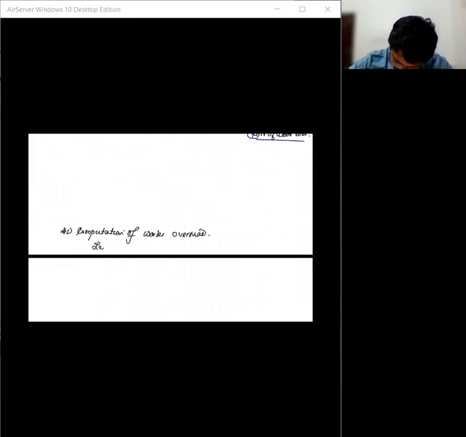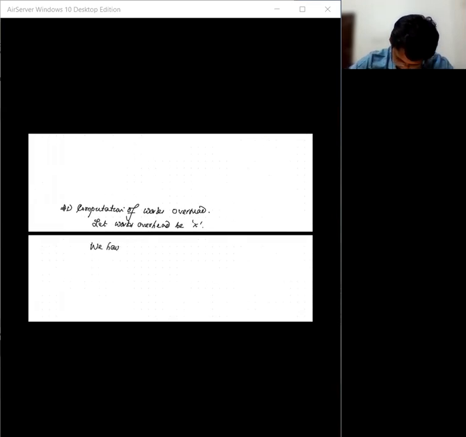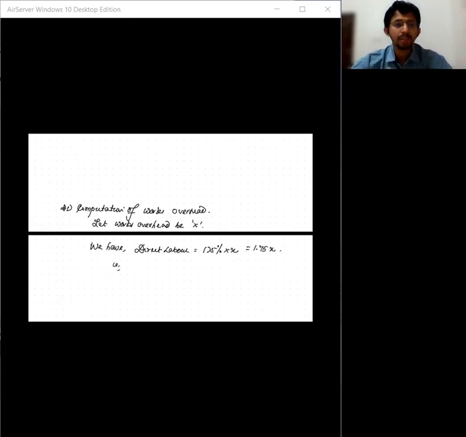Okay, so I'm writing, let works overhead be X. We have direct labor equal to 175% of X, that is 1.75X. What is direct labor? Direct labor is 17,500. So 17,500 is equal to 1.75X, or X is equal to 17,500 divided by 1.75, that is rupees 10,000.